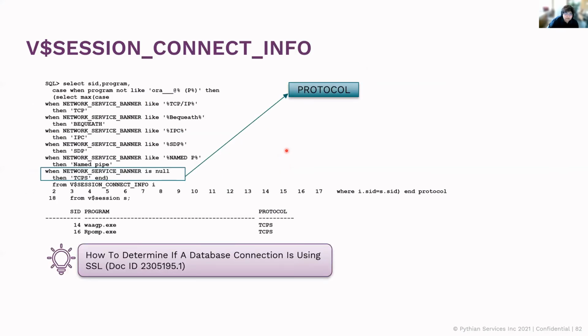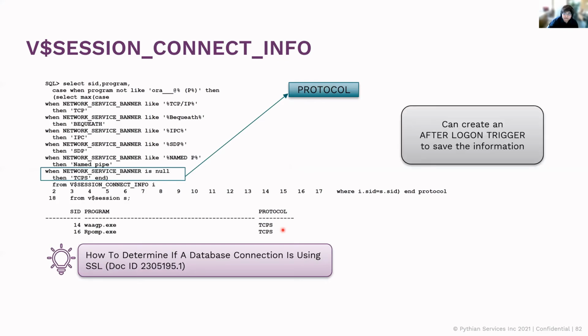Similarly, as I talked about, this tells you the protocol. This is the TCPS protocol. These particular programs are using TCPS protocols, which means I need to update the certificates over here. So this does not store the information historically. So one thing you can do is create an after logon trigger. But triggers on production usually come with their own risks.